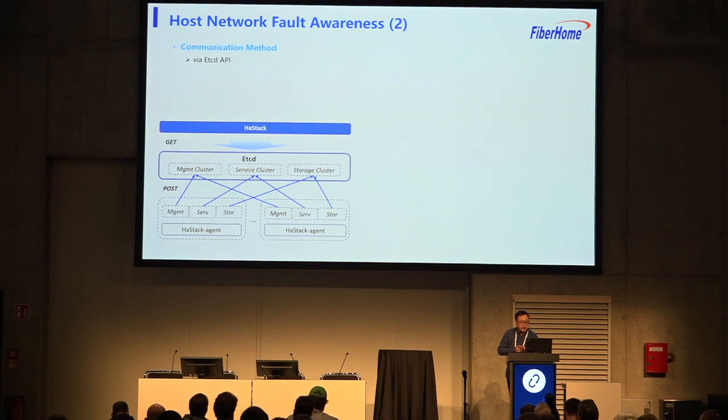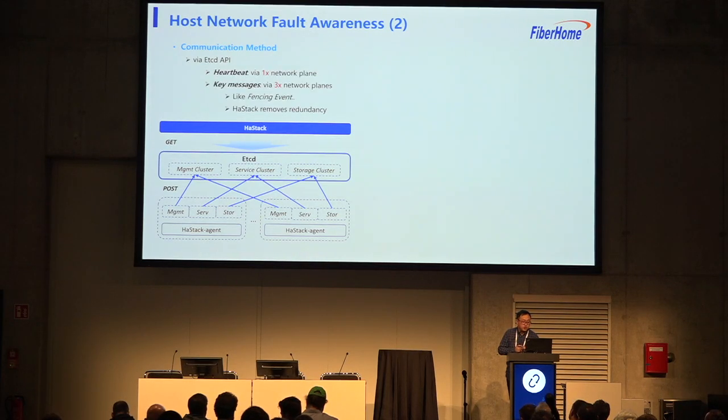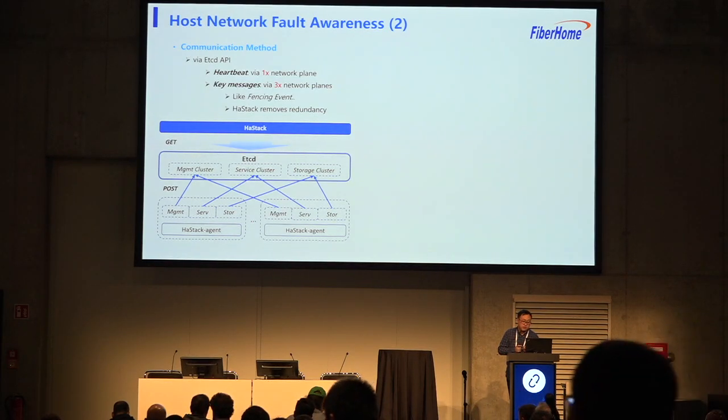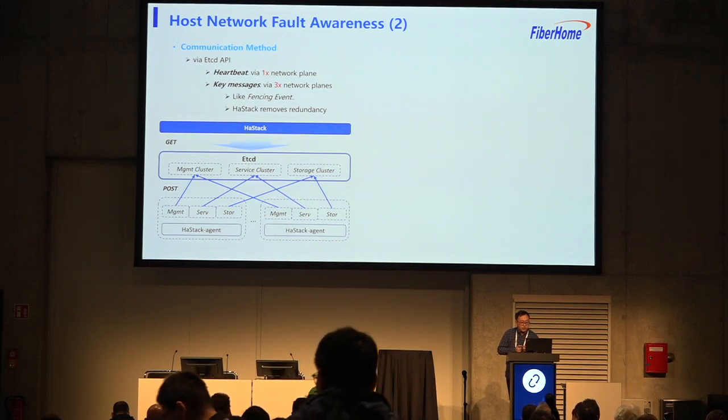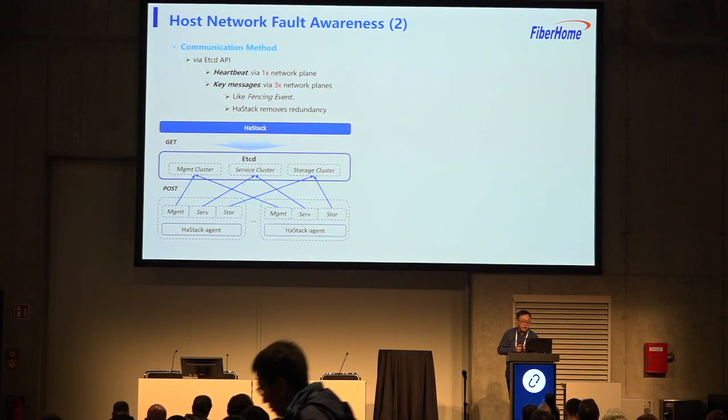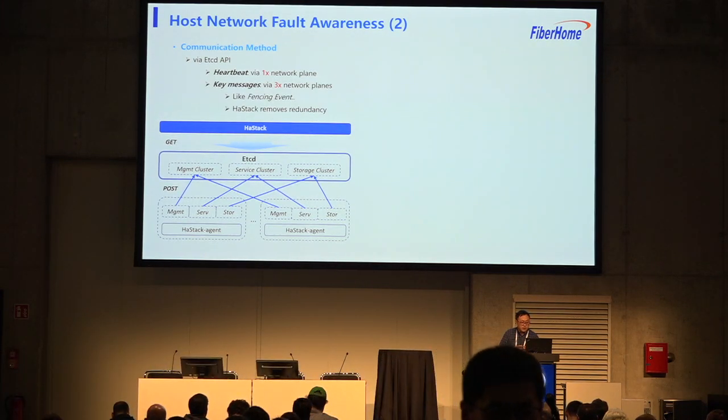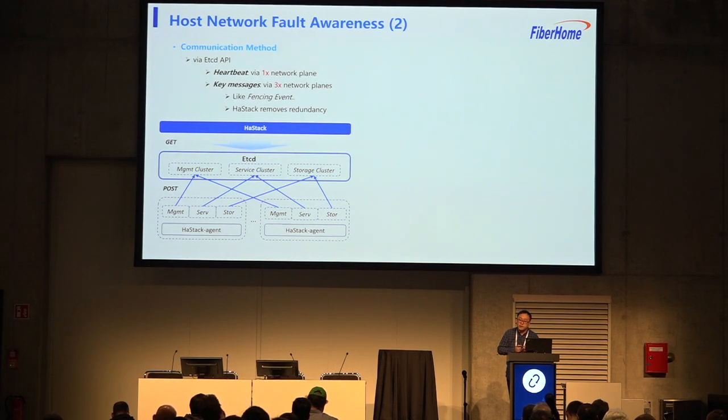And about the communication method, the interaction between each node is through the etcd API. And according to different message types, we adopt two transmission methods here. The heartbeat of each network is updated by the corresponding network plane. And some key messages, like the fencing event, are reported through three network planes together. And the HStack will remove redundancy during the processing.